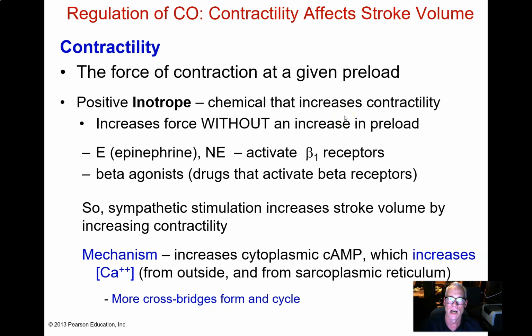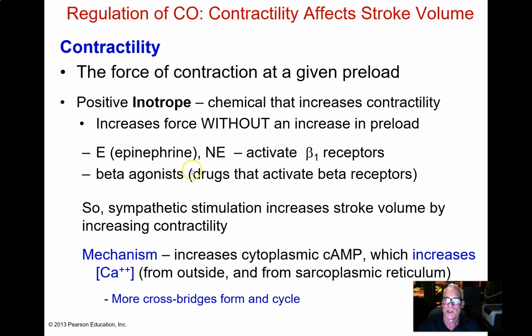They act on the muscle cells. They increase the cyclic AMP in those muscle cells, and that's going to lead to more calcium coming into the cytoplasm during every action potential, and we're going to have more cross-bridge cycling and more strength of contraction, and we're going to have an increase in stroke volume.